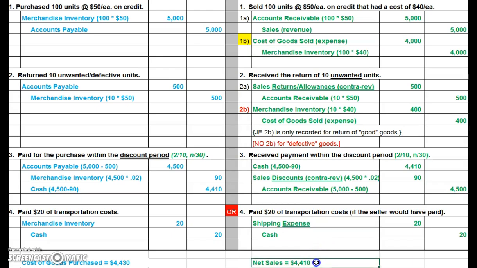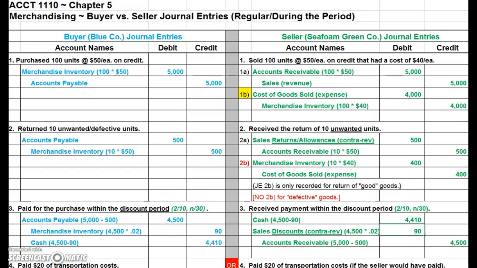Finally, we have a term called net sales. Net sales is the sales revenue from journal entry 1A minus any sales returns and allowances from 2A minus any sales discounts from 3. This formula will again be discussed on another slide. And that concludes the journal entries that can happen for regular during the period journal entries for merchandisers.